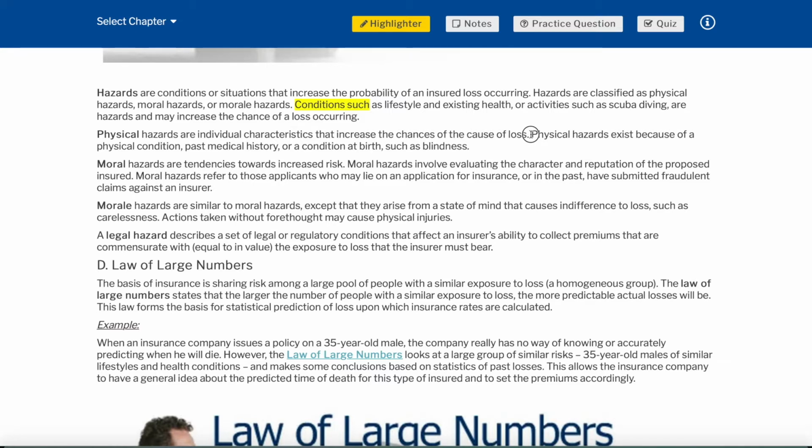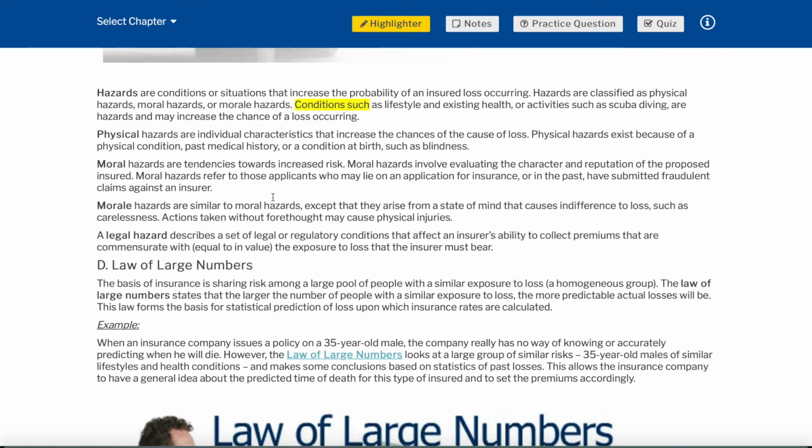Moral hazards are tendencies towards increased risk. Moral hazards involve evaluating the character and reputation of the proposed insured. Moral hazards refer to those applicants who may lie on an application for insurance or in the past have submitted fraudulent claims against an insurer.